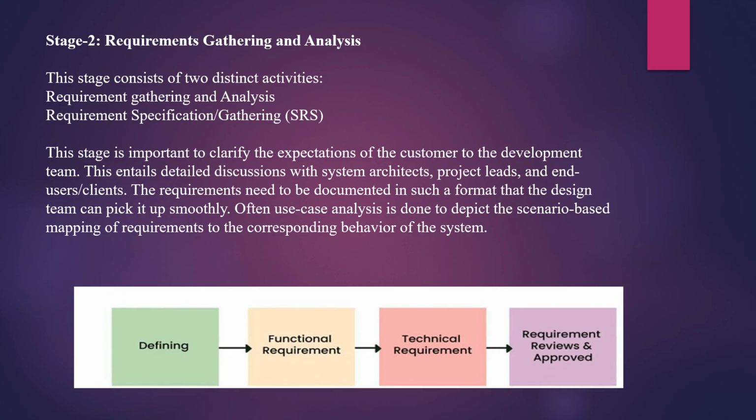What is this? In this stage, all the requirements for the target software are being specified. This stage consists of two distinct activities: requirement gathering and analysis, and requirement specification. This stage is important to clarify the expectations of the customer to the development team. This entails detailed discussion with system architects, project leads, end user clients, etc.